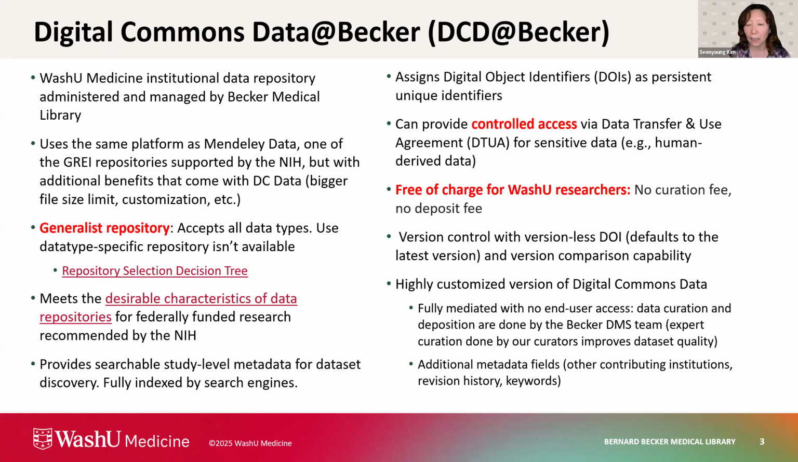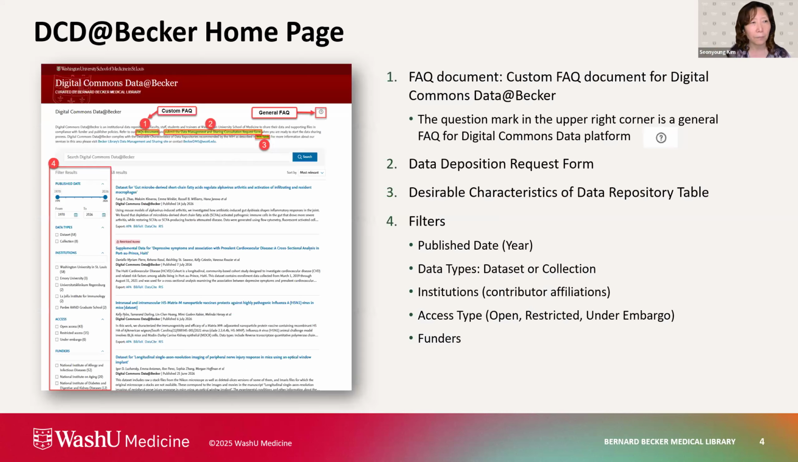And we have additional metadata fields, which I will show for Digital Commons Data Becker. It has other contributing institution. If it doesn't have a role, you can still put it in. It has a revision history that keeps track of content changes inside the file. If it's a visible metadata change, it will show. I will show you a version comparison. And there are keywords. Disciplinary is mandatory, but keywords are additional metadata fields.